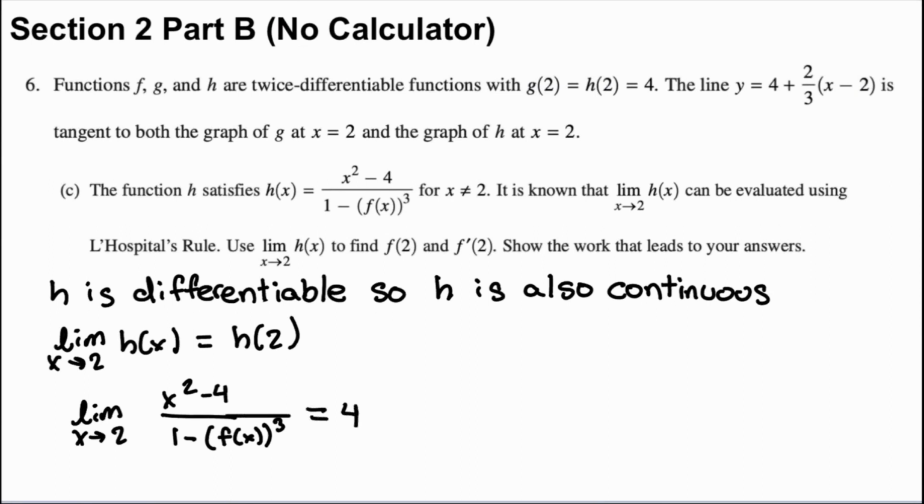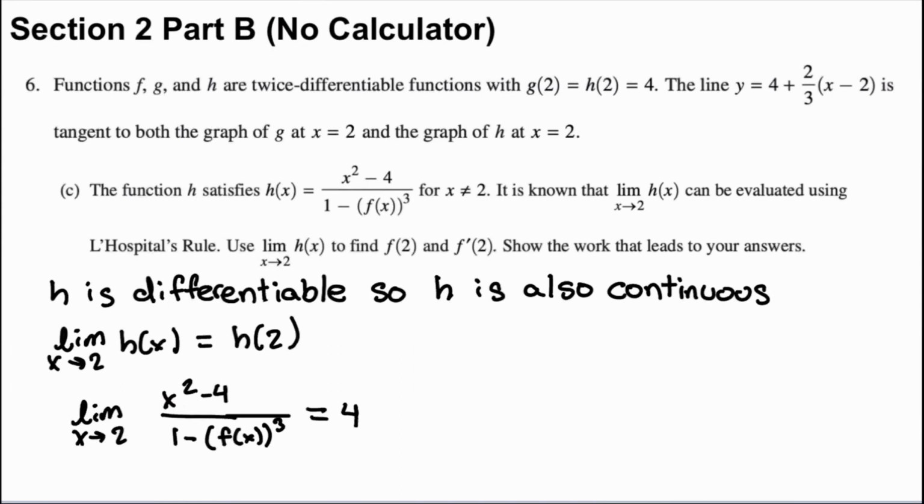It's equal to a number value. And so now we're going to do what we do with limits. We're just going to sub in x equals 2 and see what happens. So when we sub in x equals 2, we get 4 minus 4 in the numerator. And we get 1. Or rather, actually, I want to take a step back.